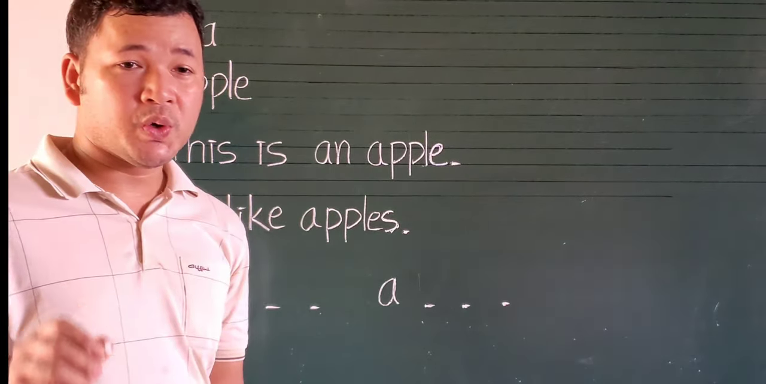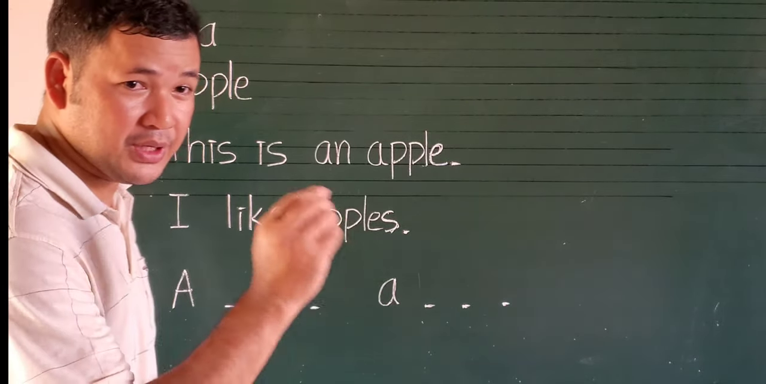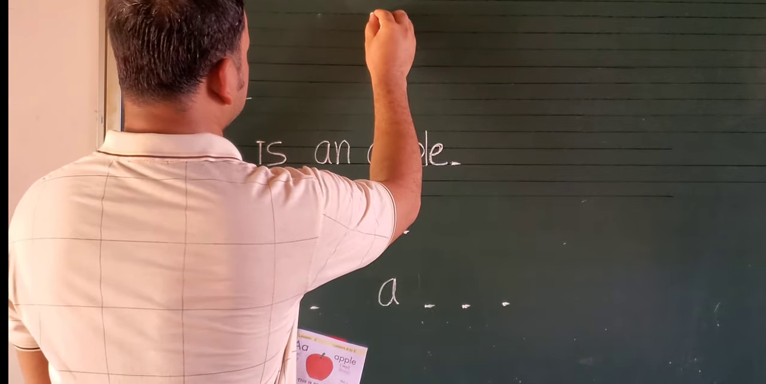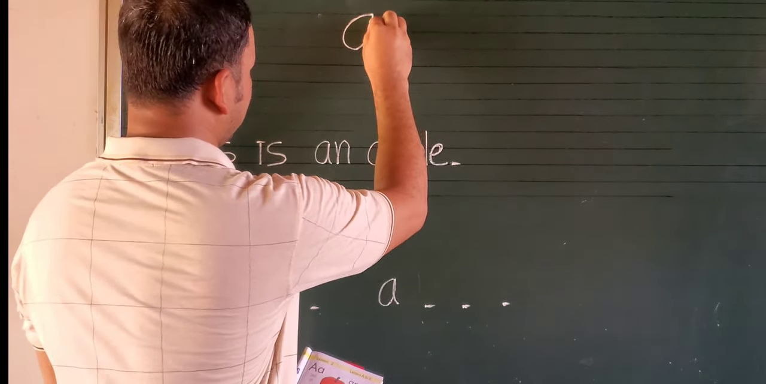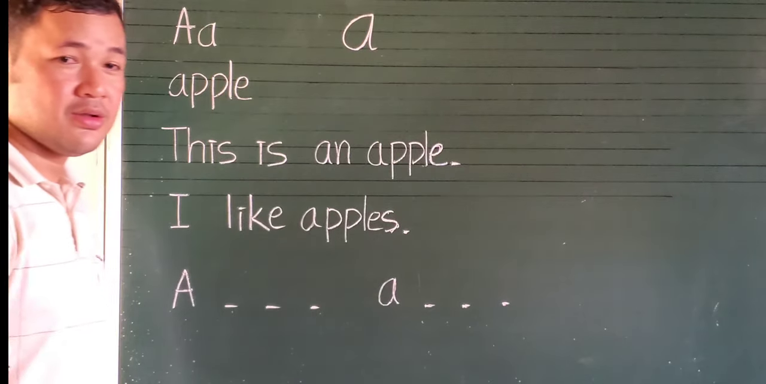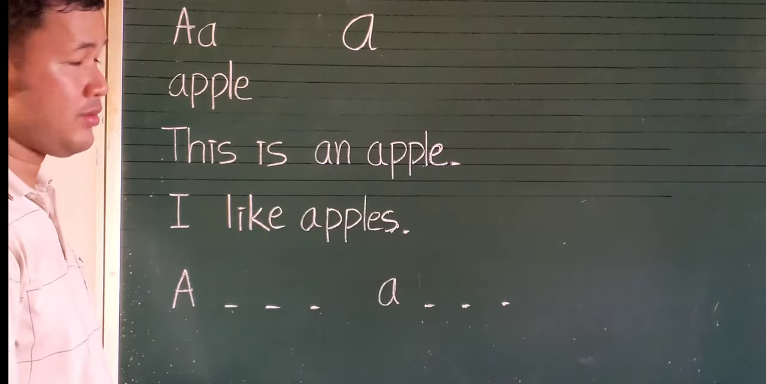I am going to show you how to write small a in the big picture. Okay, you draw like this, and you go up and down. See? Like this. So try to write, okay?